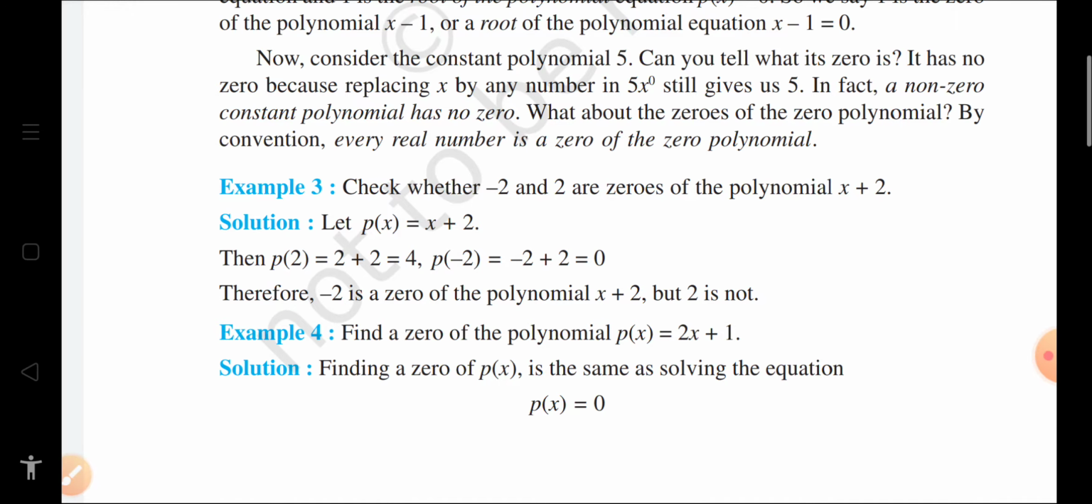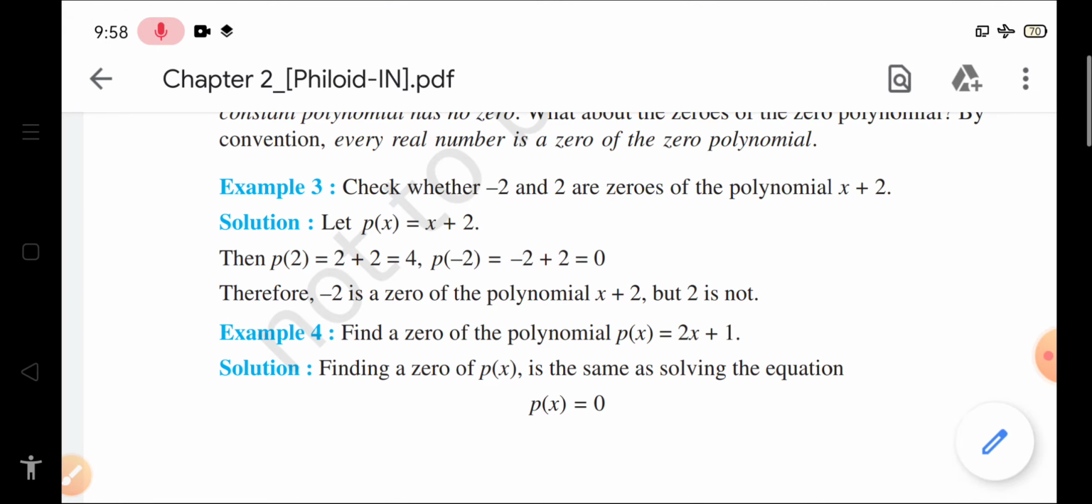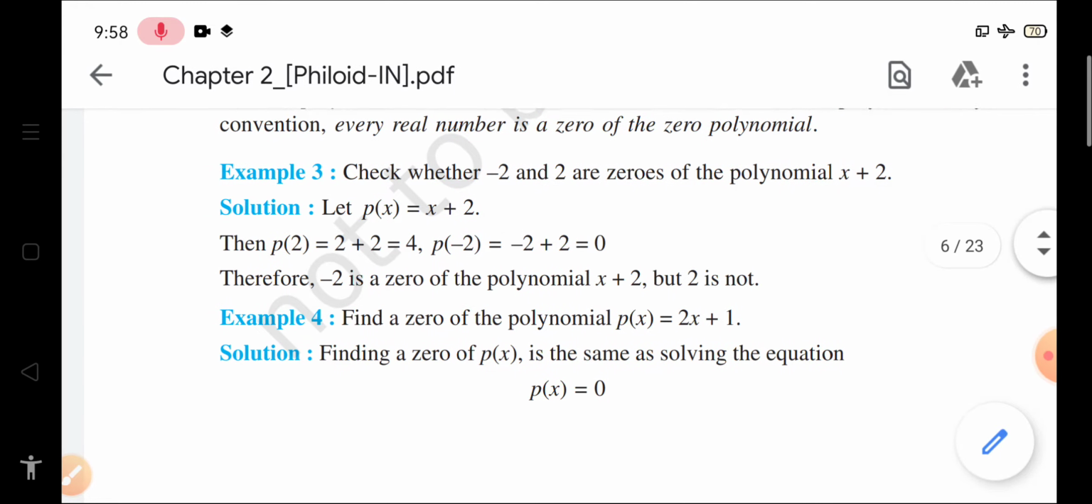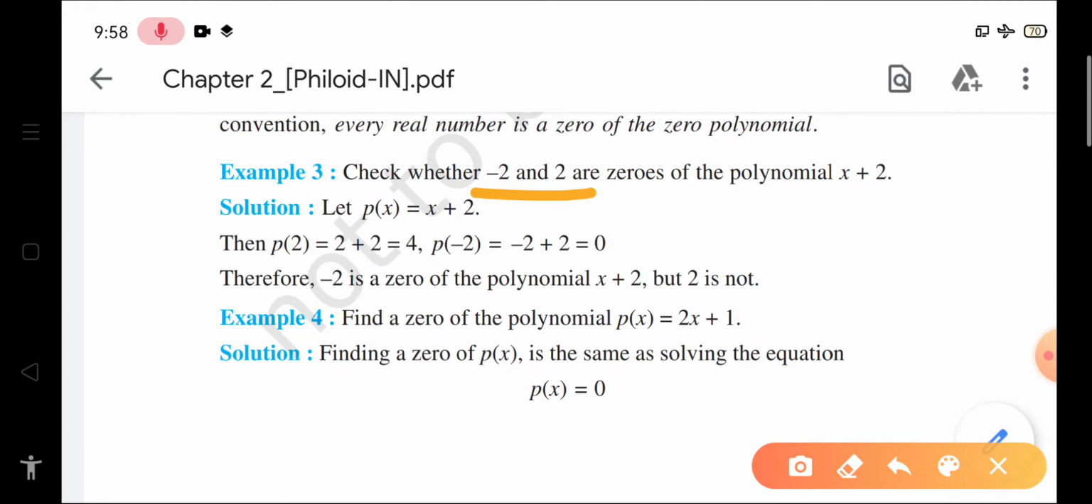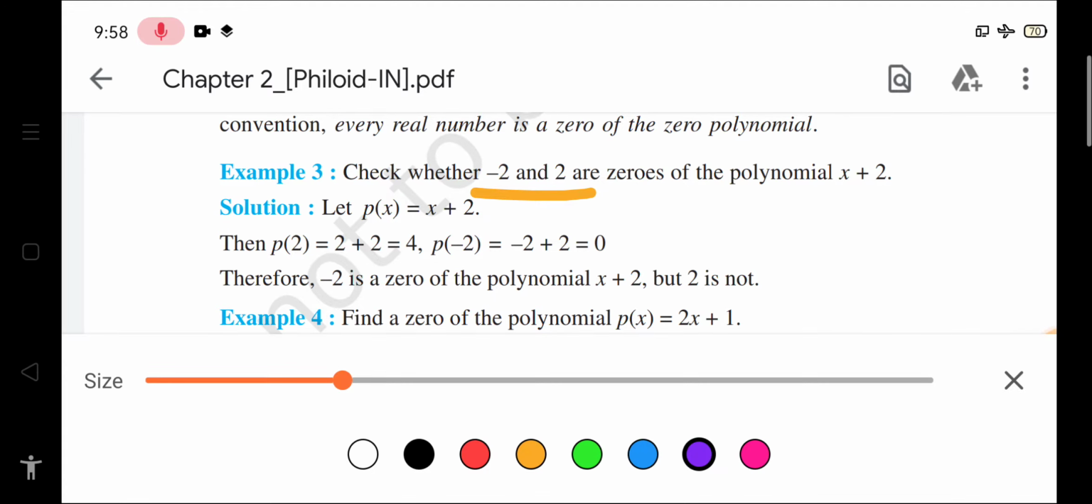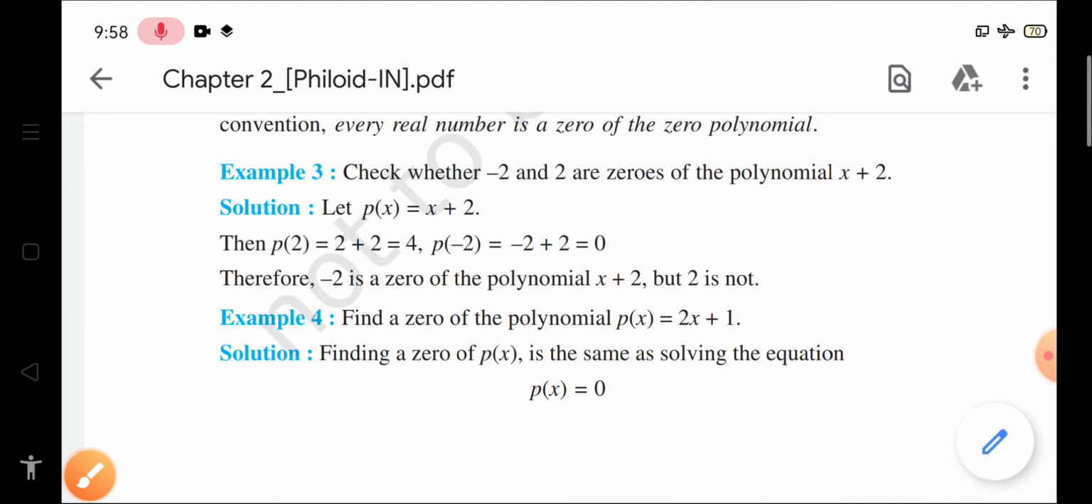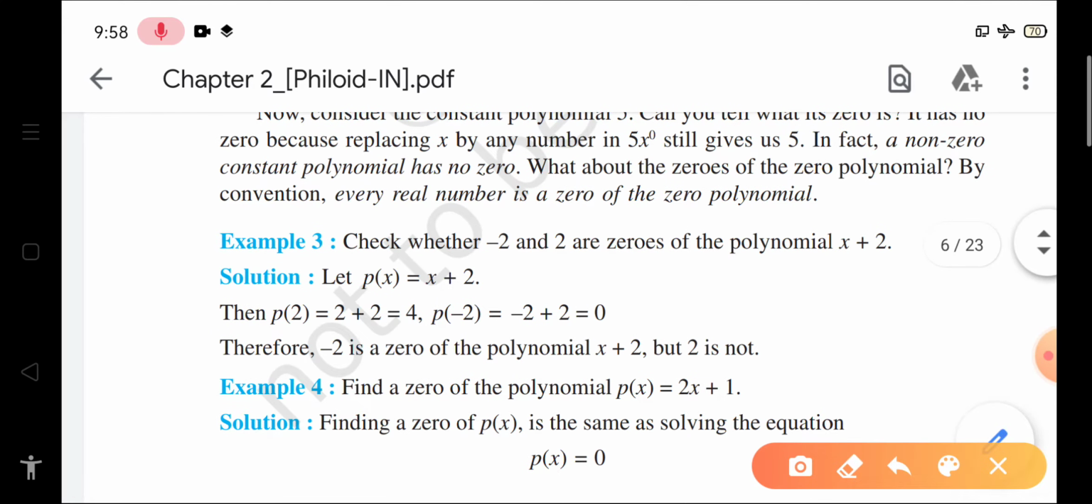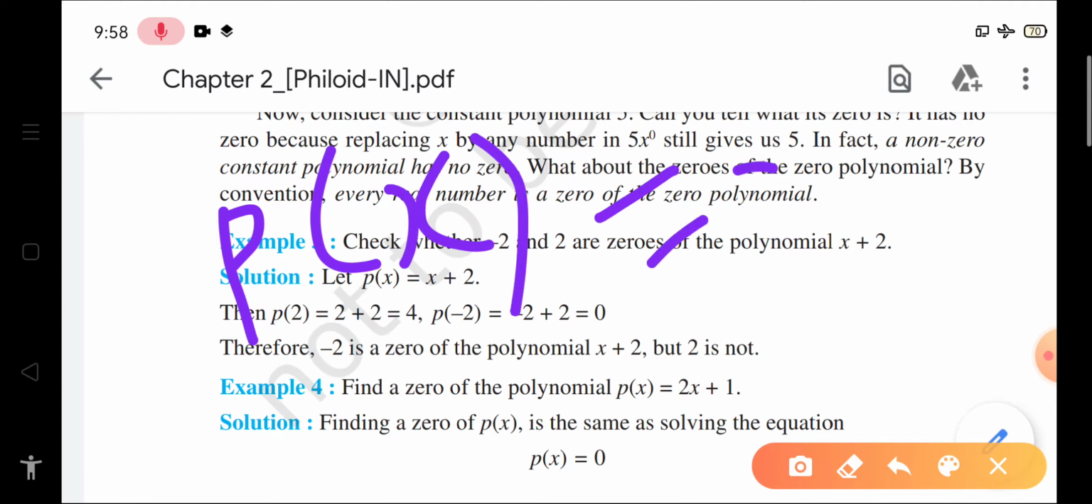So suppose the next question is: check whether minus 2 and 2 are the zeros of the polynomial x plus 2. So you have to check whether minus 2 and 2 are the zeros of the polynomial or not. So how will you check? Firstly you will write: let p(x) is equal to, what is the polynomial given? It is in x, so x plus 2.